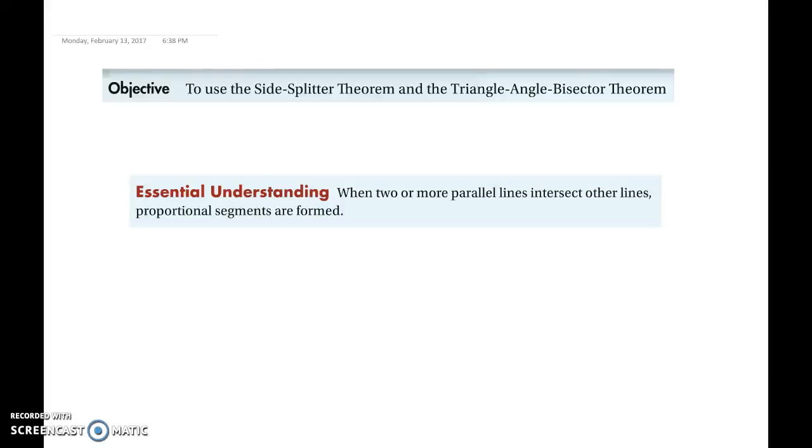All right, so now we're on the last section of this chapter, that's 7.5. You'll see some of the things that we are doing in the next video are very similar to some things that we've learned before, but instead of them being equal, they're now going to be proportional. What we're going to use today is the side splitter theorem, and then later on in video 3, we're going to use the triangle angle bisector theorem.